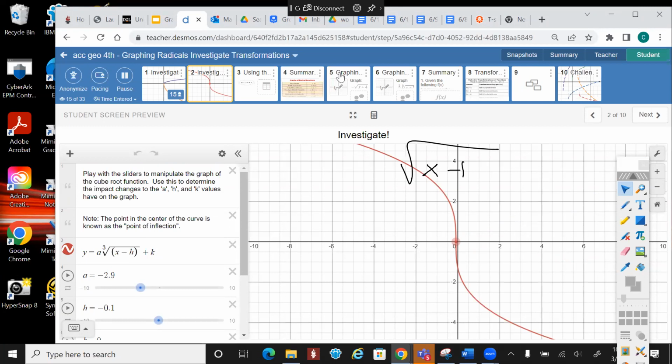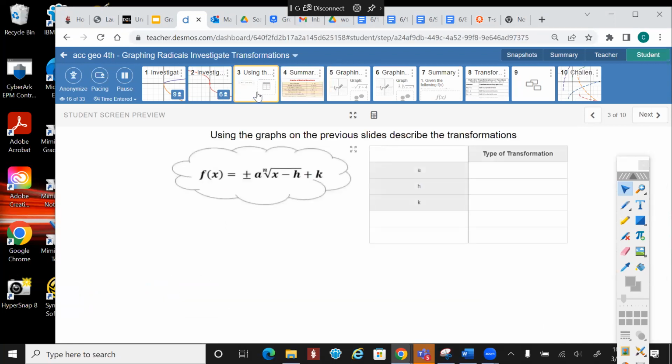But you're just dealing with a cubic function. So A is still going to be dealing with stretching or shrinking or reflecting. H is going to be left or right, and K is going to be moving up or down. Same thing is going to happen on this one. You can play around with those numbers if you want. We've already talked about what those types of transformations do to it.